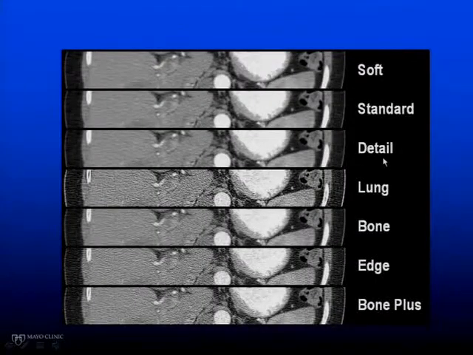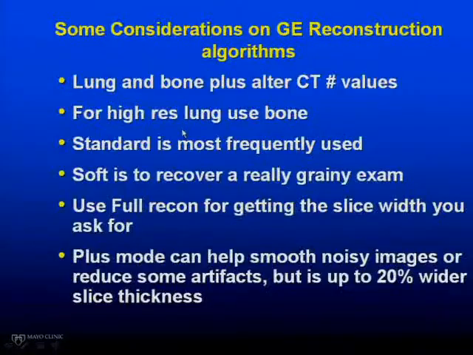And here shows some different image appearances reconstructed with different GE reconstruction. They call it algorithm. The soft, standard, detail, lung, bone, edge, and bone plus. Here are some considerations on the GE reconstruction algorithms. The lung and bone plus alter the CT number values. For high resolution lung, you use the bone kernel. The standard is the most frequently used algorithm.